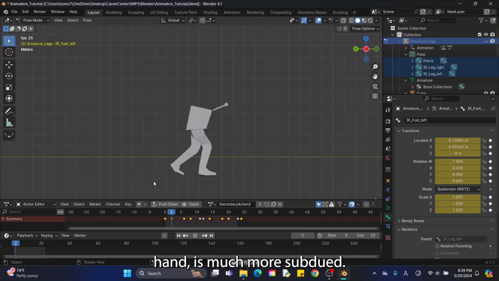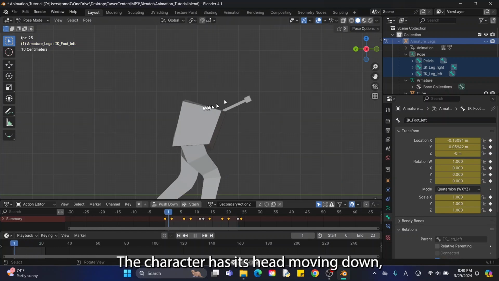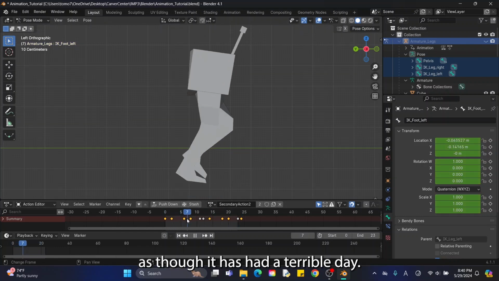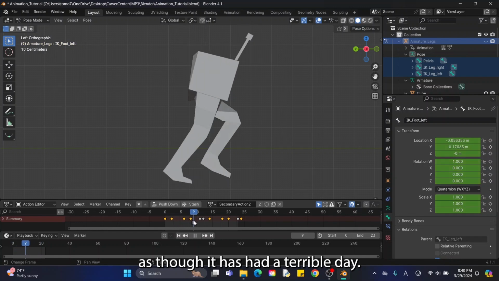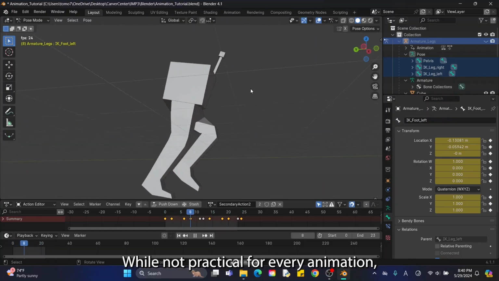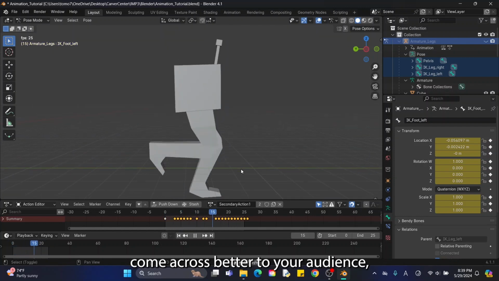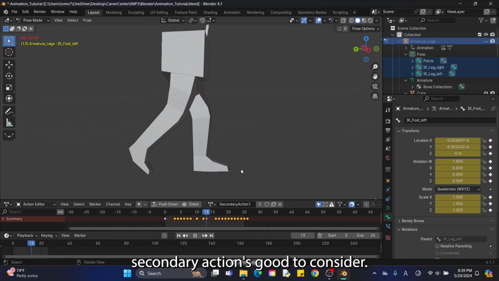This walk cycle, on the other hand, is much more subdued. The character has its head leaning down, it barely lifts its legs to walk, and overall looks as though it has had a terrible day. While not practical for every animation, if you have multiple characters with different personalities, or want to make an emotion come across better to your audience, secondary action is good to consider.